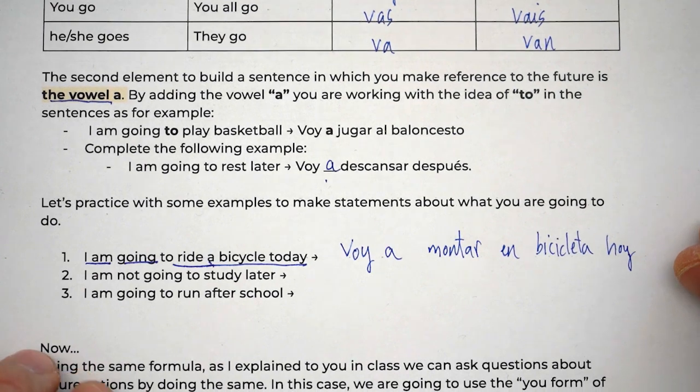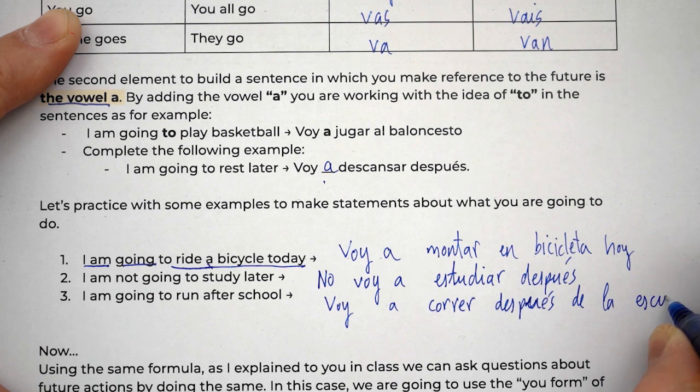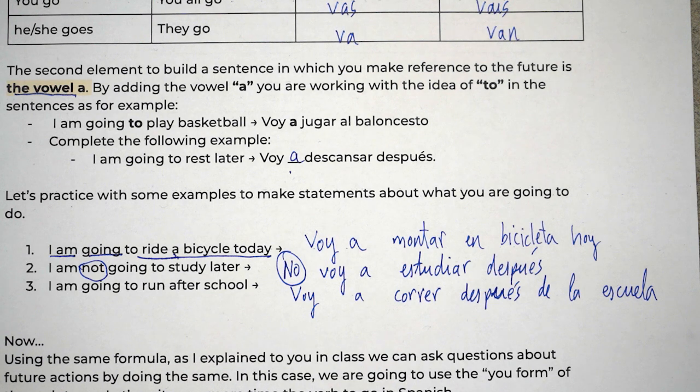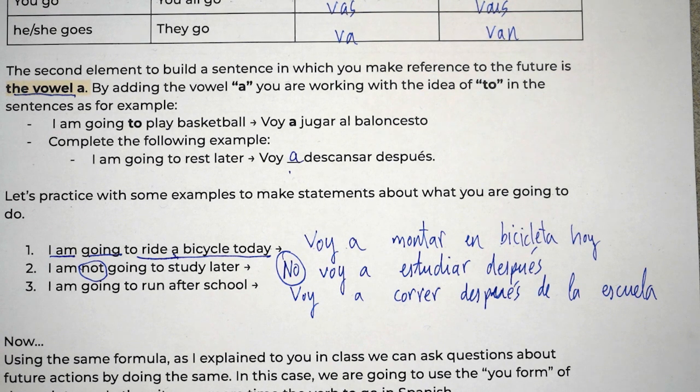Complete the next two examples, stop the video before watching the answers. Okay, so no voy a estudiar después. Please notice how the word no, as in English, is being placed before the verb. So you can make sentences in which you are speaking about future actions, but those future actions can be negative things, like things that you are not going to do. Just by saying the no before the verb, in this case voy, will make that case. No voy a estudiar después.